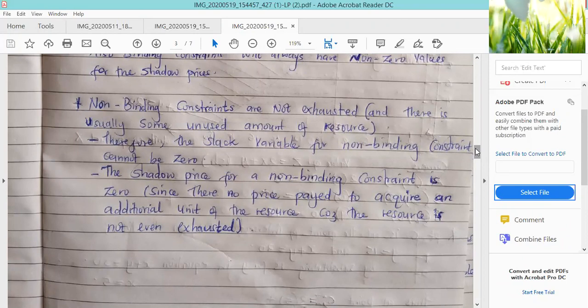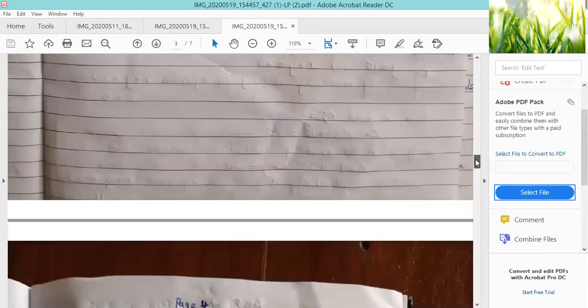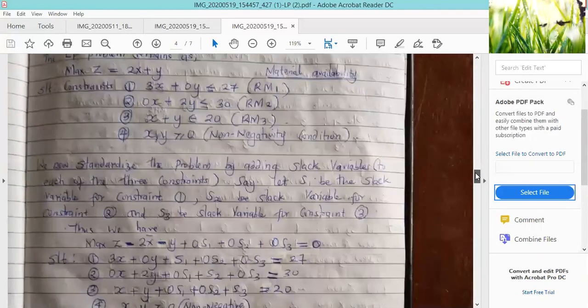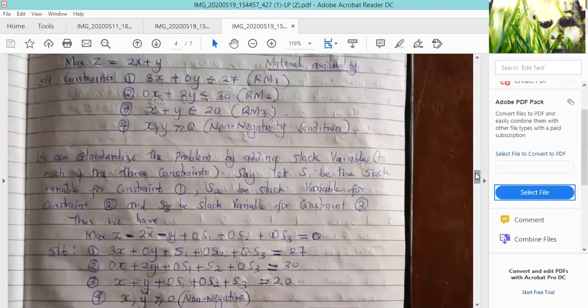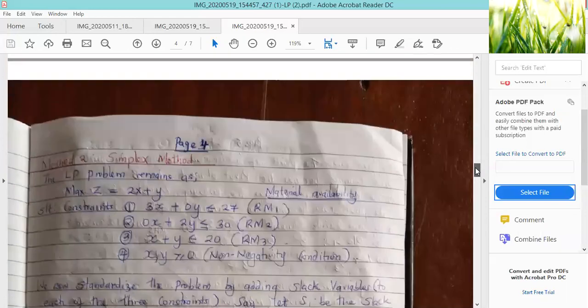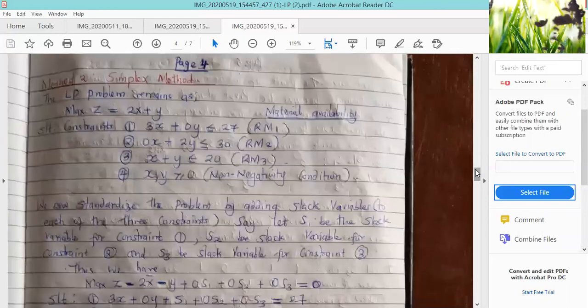And so if we have exhausted it, to acquire any additional unit of such a resource, we have to consider buying an extra unit, and therefore we have to consider the shadow price. Part two of this question is where I've looked at the method known as the simplex method. And the simplex method is a whole procedure that I want us to discuss maybe in another day, where I'll show you how to go through those particular steps.